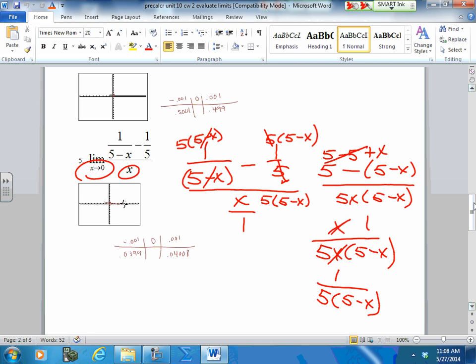Now I can plug in the x of 0. So I get 1 over 5 times 5 minus 0 is 5. I get 1/25. Okay, which is the same as 0.04. Graphically, I can look at the table and see that was 0.04. 0.04 is the same as 1/25. Yes. How did it become positive? Because it's negative. Guys, hang on. Negative times a negative.